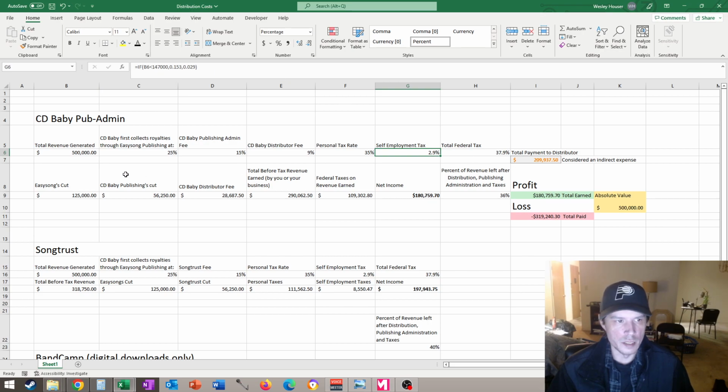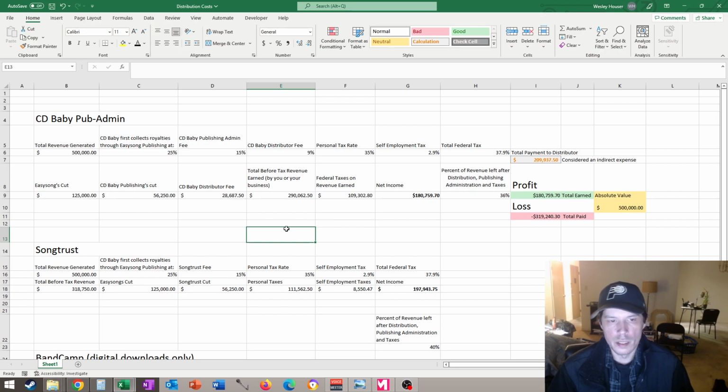But that's just in a year, so you'd have to do your own taxes. This is just a model to show an extreme example, but it may not be so extreme. Even if these numbers are a little bit different, they're taking a lot out of this right off the bat.